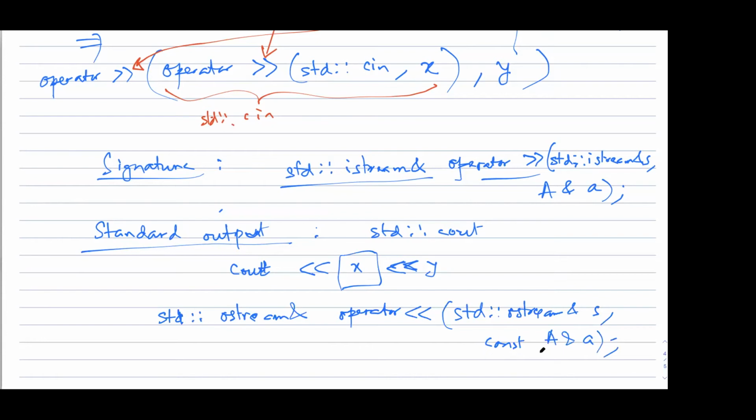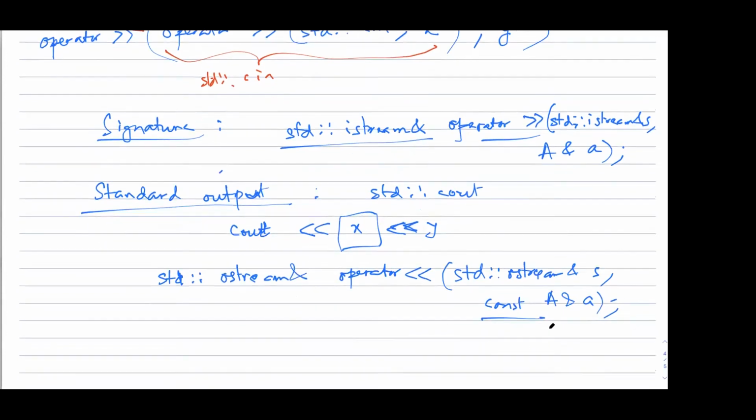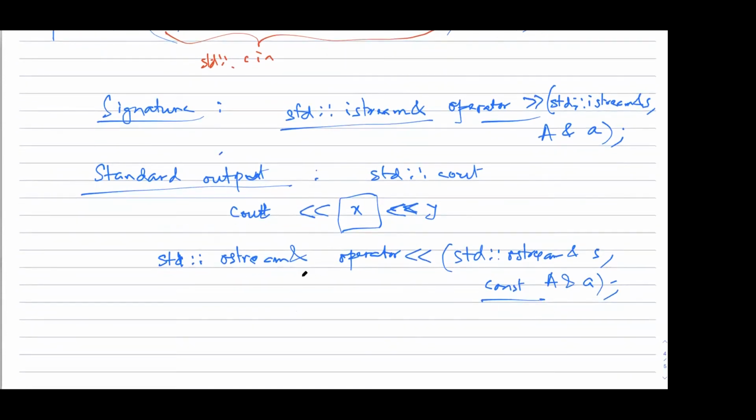And therefore, we don't want the writing into the output stream to change the value. And therefore, this is constant. But when you are reading it, you are actually changing the value, right? Because you're reading into this. And therefore, you want it to be changed. And therefore, this does not have a const.